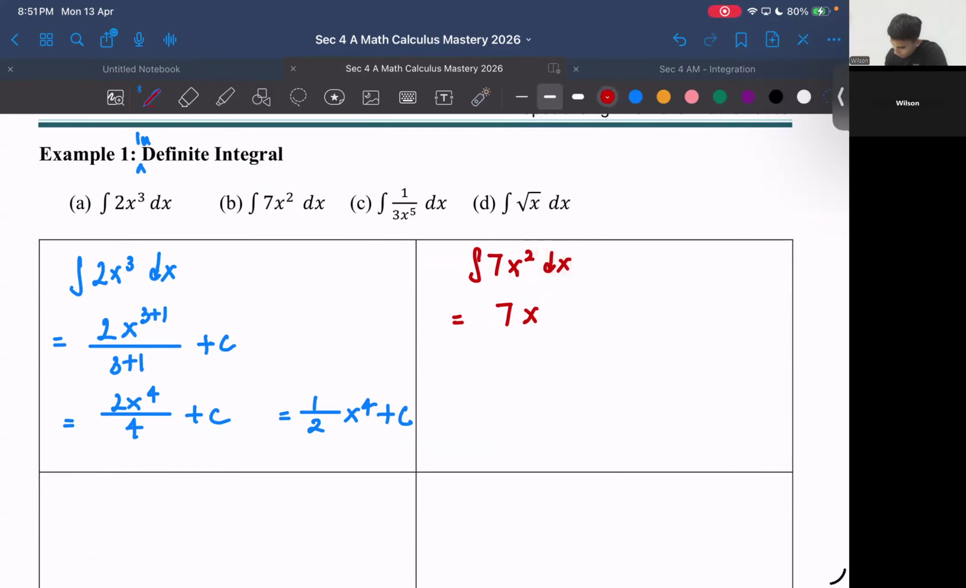So this one will be 2 plus 1. And then we need to divide by the new power, which is this one. Okay, so this one will be 2 plus 1, plus c over here. So in this case it will be 7x cubed over 3 plus c.